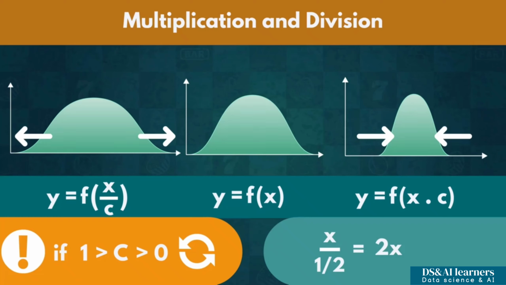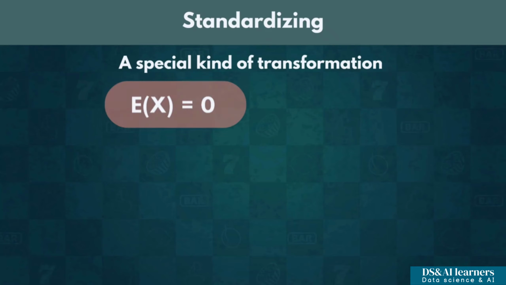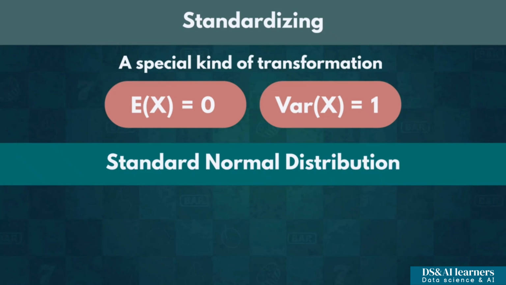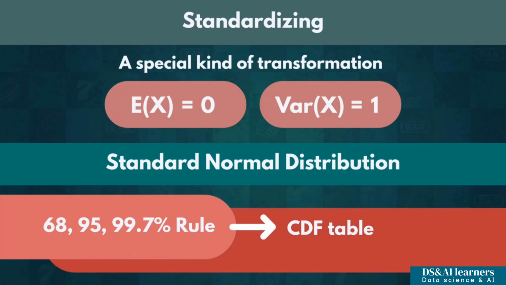All right, now that you know what a transformation is, we can explain standardizing. Standardizing is a special kind of transformation in which we make the expected value equal to 0 and the variance equal to 1. The distribution we get after standardizing any normal distribution is called a standard normal distribution. In addition to the 68, 95, 99.7 rule, a table exists which summarizes the most commonly used values for the CDF of a standard normal distribution. This table is known as the Standard Normal Distribution Table, or the Z-score table.